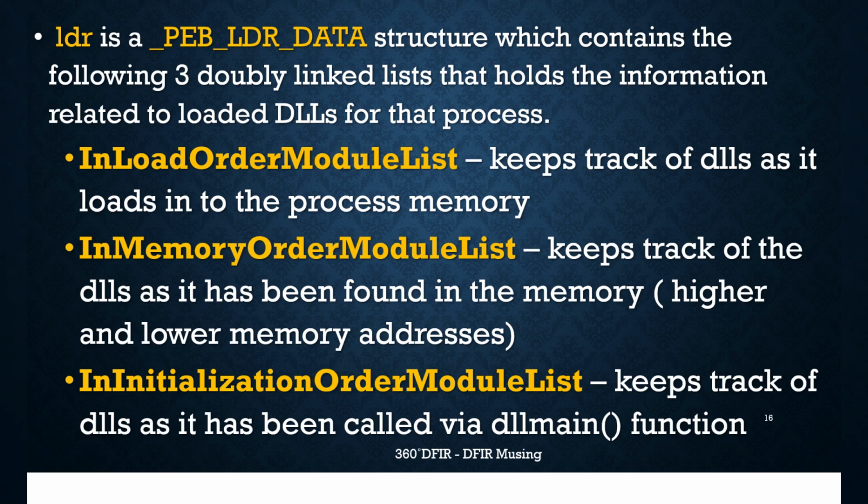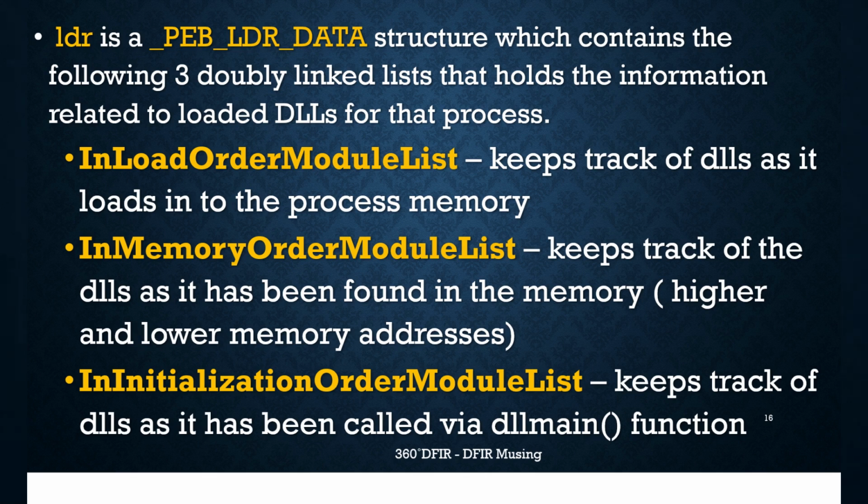Then in memory order, it keeps track of the DLLs as they are found in memory, based on the memory locations or memory addresses. And in initialization order, it keeps track of the DLLs based on when the DLLs are initialized. So ultimately all three lists should have the same number of DLLs loaded, but in a different order.